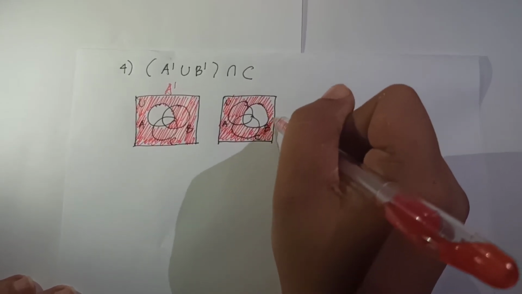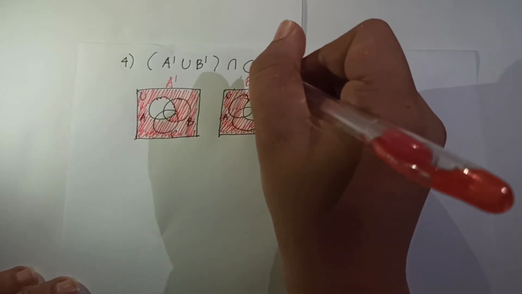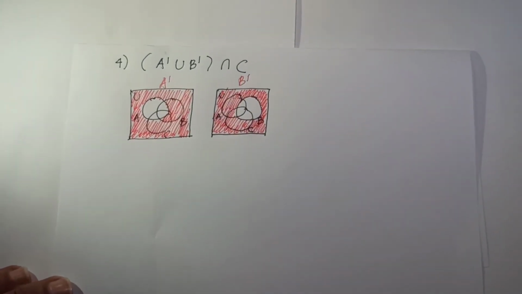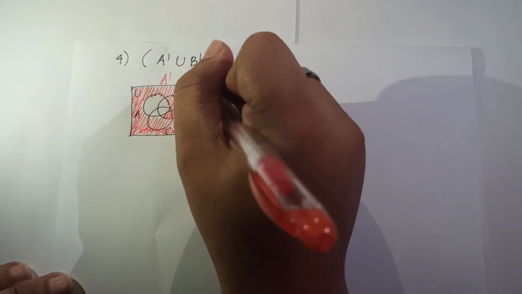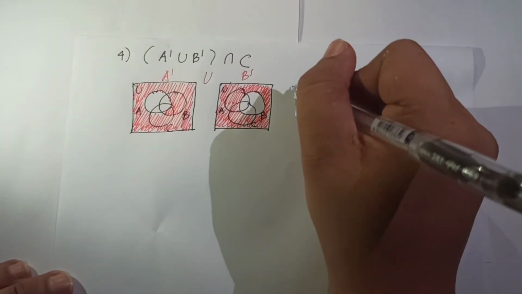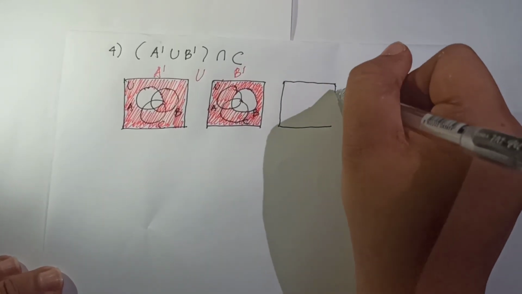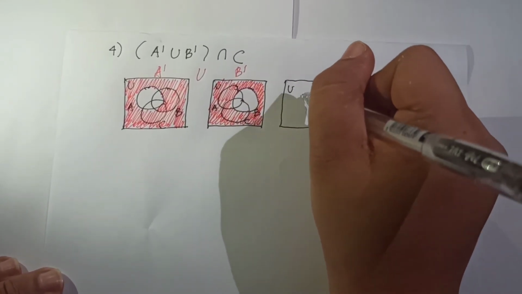Okay, only B is not included, so therefore this is B prime. Next, we have the union of these two. So we are going to have the union of the two. So this is our U.